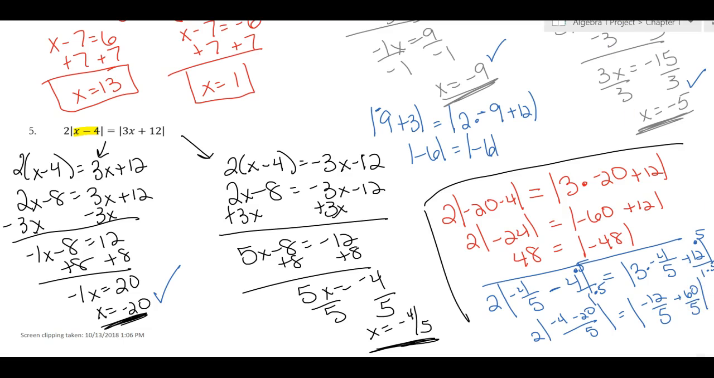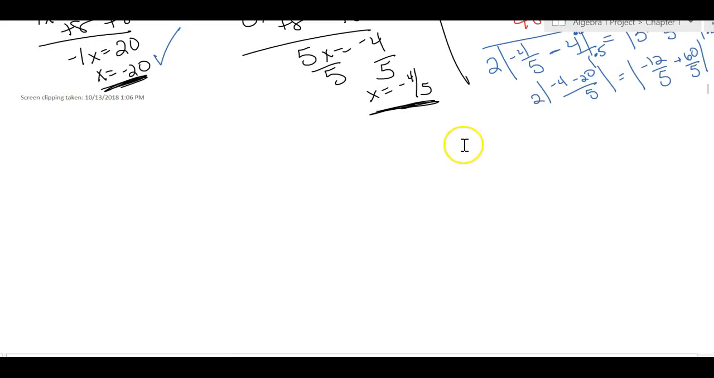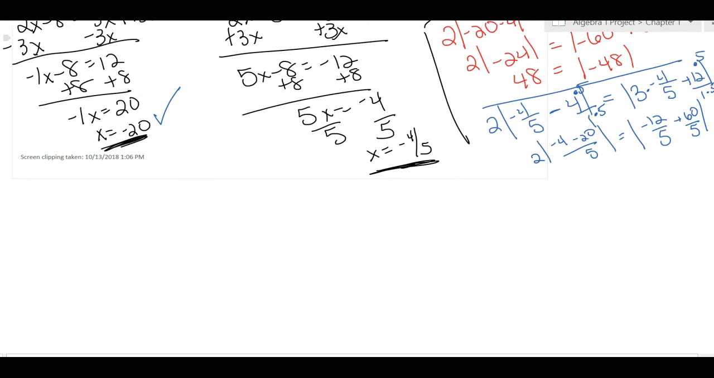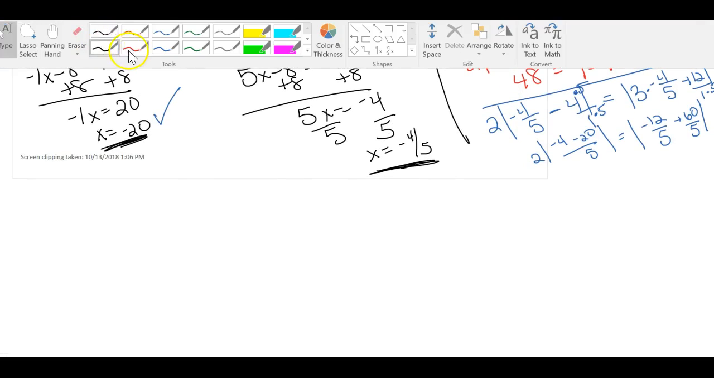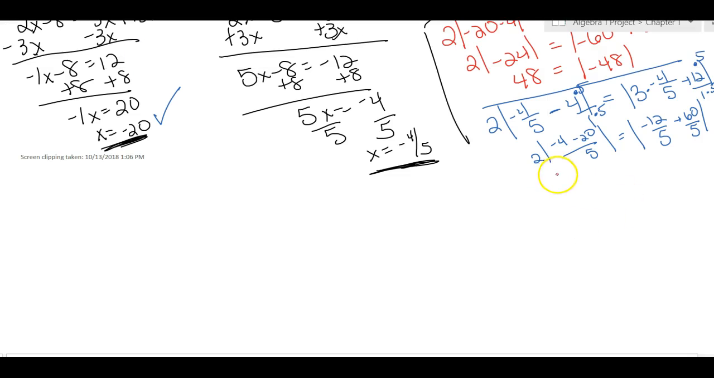Okay, I need more space. Let's get some more space. Okay. So now I'll go to red now. So now this is 2 times negative 24 over 5. So the absolute value of negative 24 is positive 24. So I get 48 over 5. And let's see, this one, negative 12 plus 60 is negative 48. So yeah, this one works also.